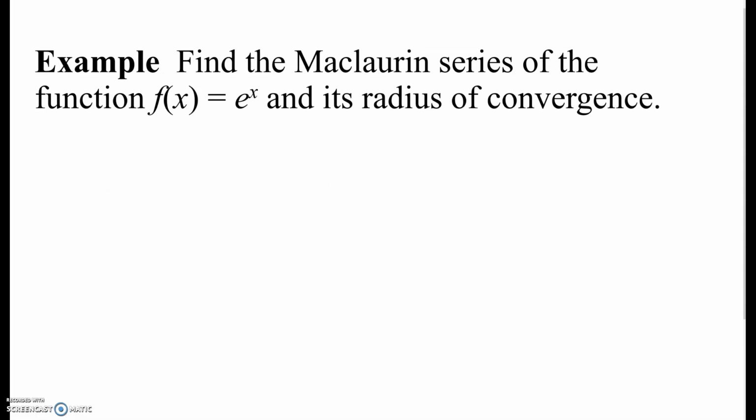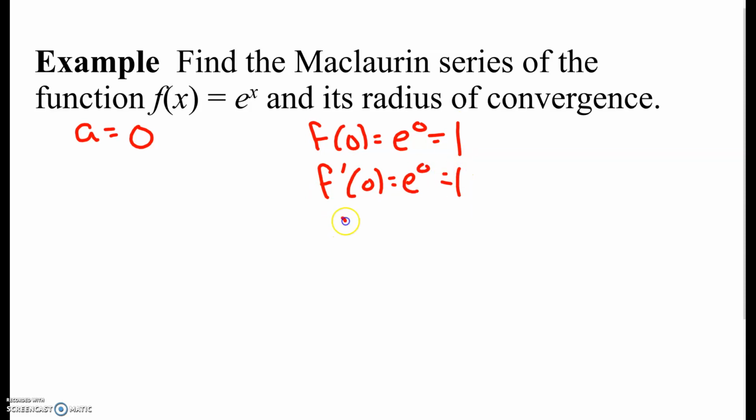Find the Maclaurin series for the function f of x is equal to e to the x and its radius of convergence. So here we're talking about a Maclaurin series. So the x value that we're looking at, a, is going to be 0. We need to find some values of the function and its derivatives. We know if I plug 0 in for x in the original function, I get e to the 0 or 1. The first derivative at 0 would be e to the 0 or 1. The second derivative at 0 is e to the 0 or 1, and so on.